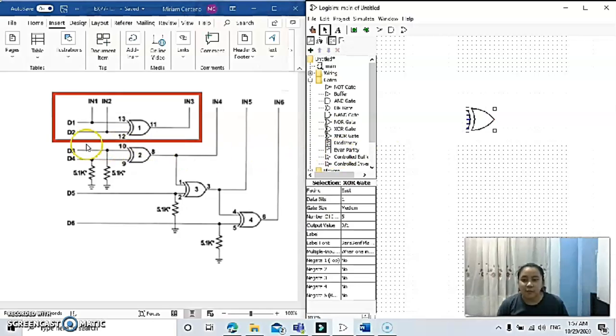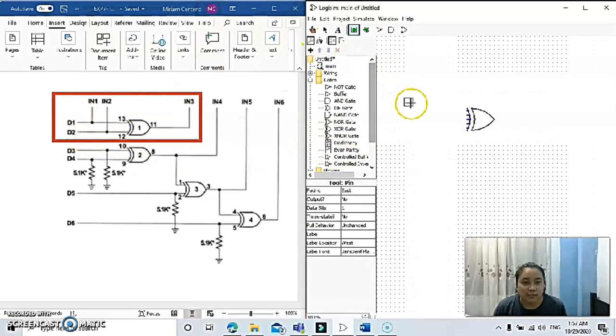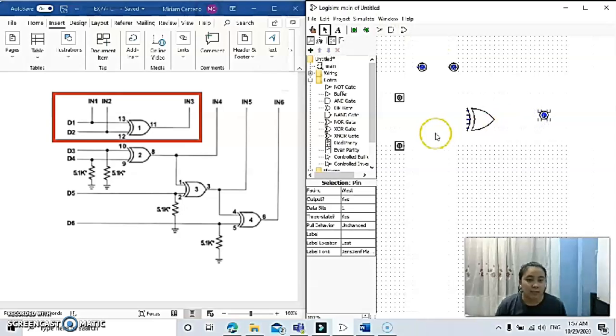So D1, D2 is the switch for input 1 and input number 2. In1, In2, and In3 are output 1, output number 2, and output number 3. After placing the XOR gate, the inputs, and the outputs, the next thing to do is to connect them to the right pin configuration.